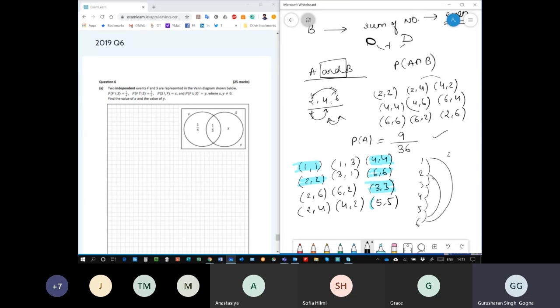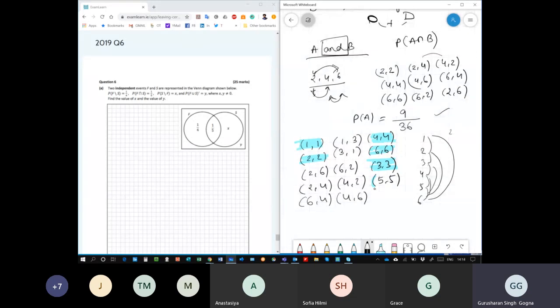6 plus 1, 6 plus 2, which we already considered. 6 plus 3, no. 6 plus 4, we already considered. No, we haven't considered 6,4, so 6,4 and 4,6. And I think that's it. 5,3 gives 8, and 3,5. So you can list these outcomes like this. How many outcomes do you have now? 1, 2, 3, up to 16. 16 outcomes, so the probability of B is 16 over 36.